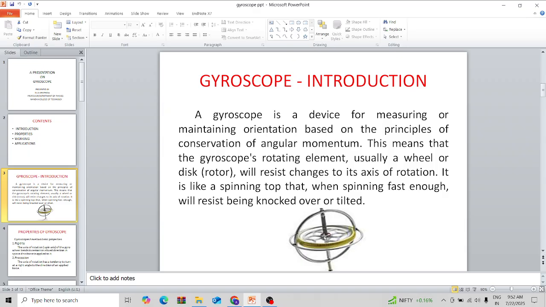This means that the gyroscope rotating element, usually a wheel or a rotor, that we can say a disc, will resist changes to its axis of rotation. It is like a spinning top that, when spinning fast enough, will resist being knocked over or tilted.